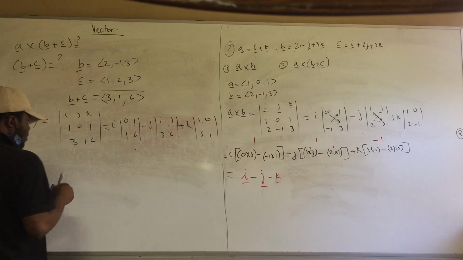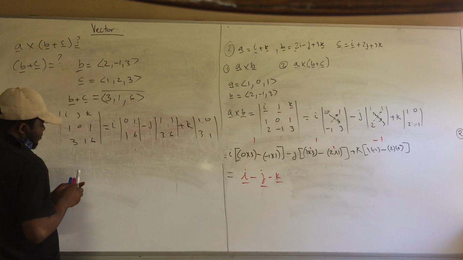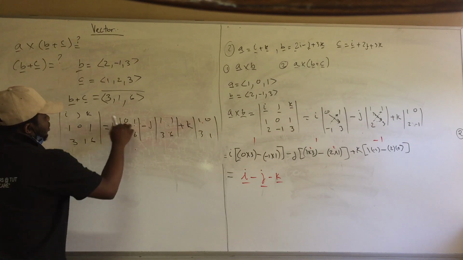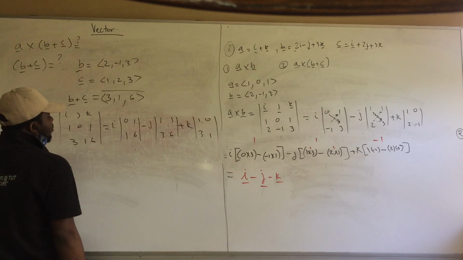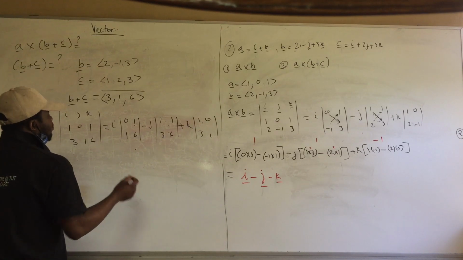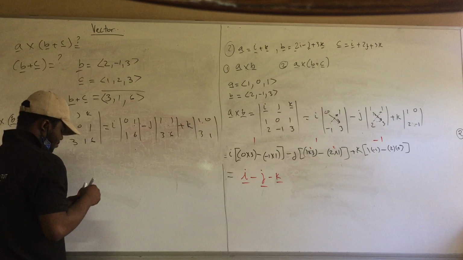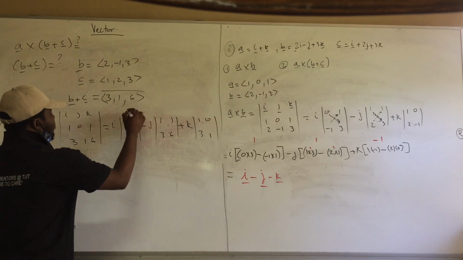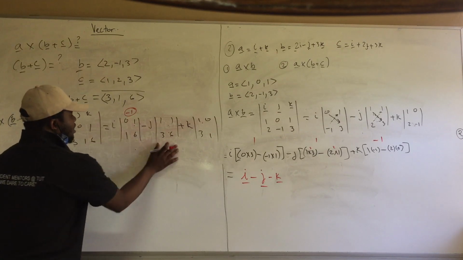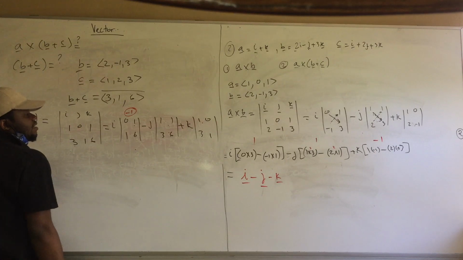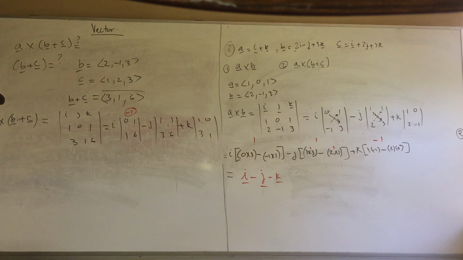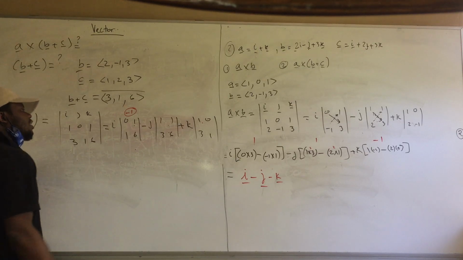So this is the way I like to do it. It's going to be 0 times 6 is 0, minus 1 gives you minus 1. So I'm having minus 1 here. But here it's 6. 1 times 6 gives you 6, minus 3 times 1 gives you 3.